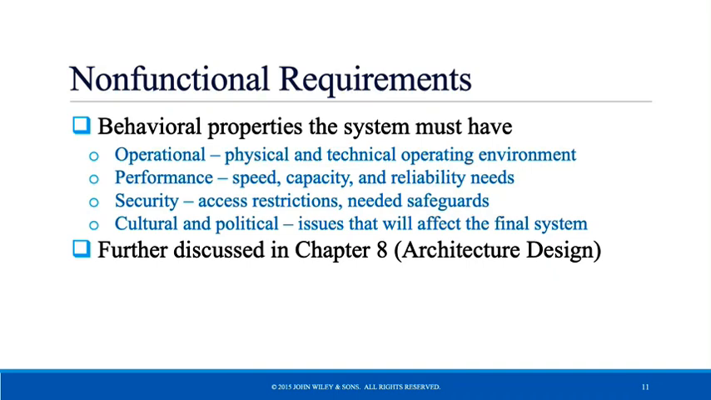Operational could be the physical and technical operating environment. Let's say all the systems should run Windows 10. Performance is about the speed and capacity and reliability. The systems, for instance, should be fast enough to respond to queries in less than 2 seconds. Security is all about access and all the safeguards we need to have. Let's say no employee should have access to information of all other employees. Only managers should be able to see this information.